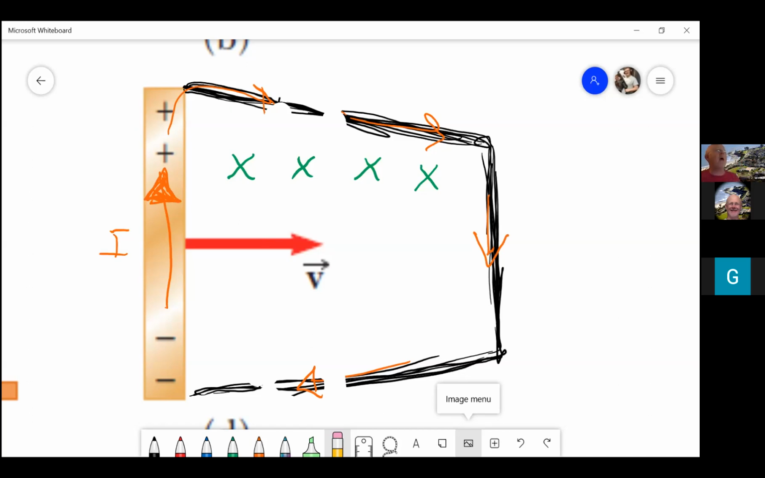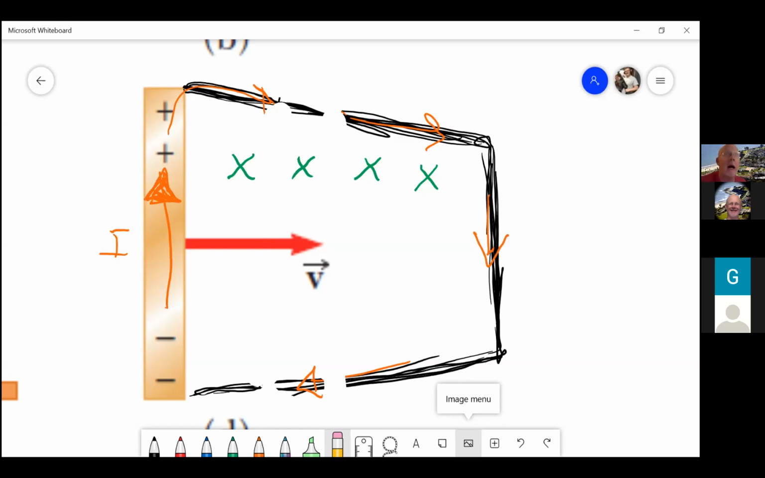Hope that helped, Andrew. Yeah, that helped. I was pretty confused on how to do the induced current direction at first, but part A really helped me understand it. Well, good. I thought it would. And by the time you do all four of them, you start to get the hang of it.